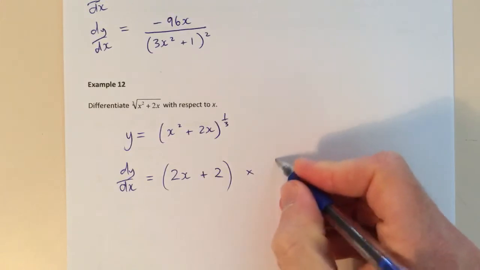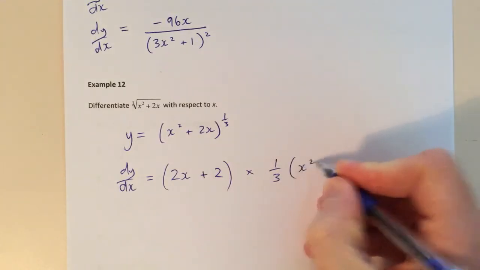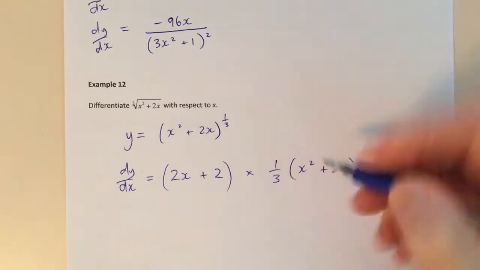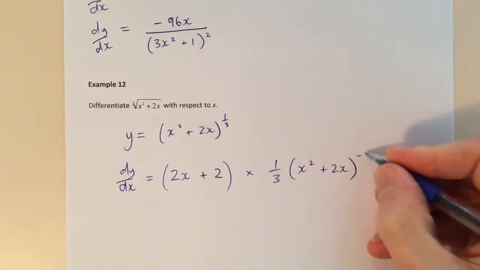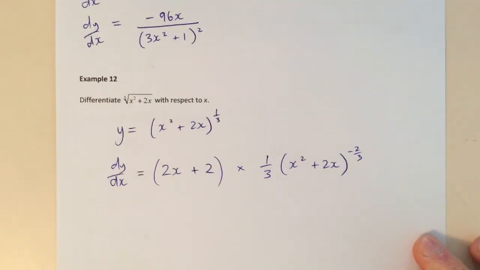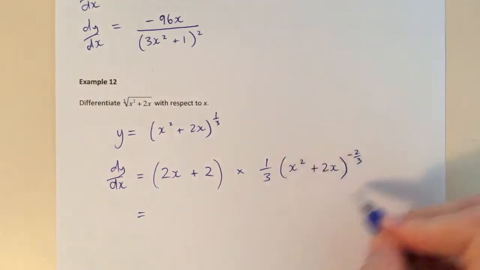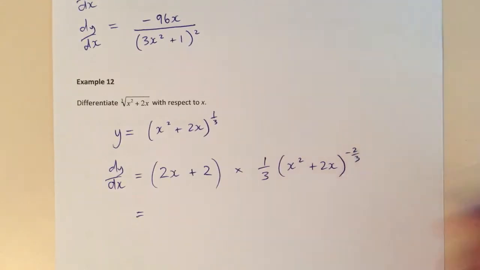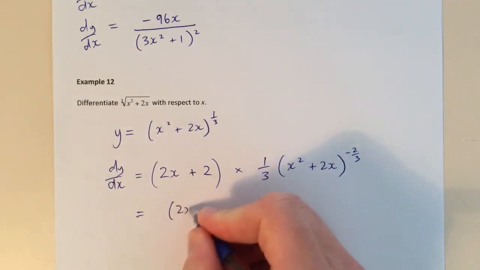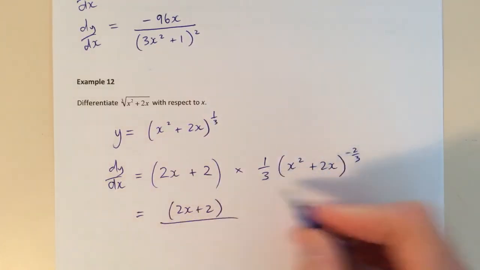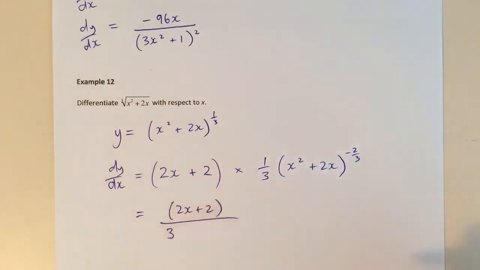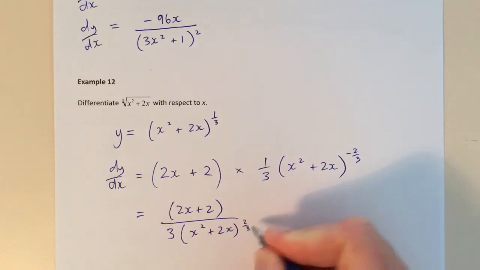Differentiating outside the bracket, which is multiply by the power and subtract 1 from the power. And 1/3 take away 1 would give us -2/3. Again, we can do some extra simplifying here. We've got a third times this bracket to the power of 1 times this bracket to the power of -2/3. We can move that bracket to the bottom of a fraction to give it a positive power. So 2x plus 2 can stay on top. There's also a 3 on the bottom because we've got 1/3 already. So 3 times x squared plus 2x to the power of 2/3.